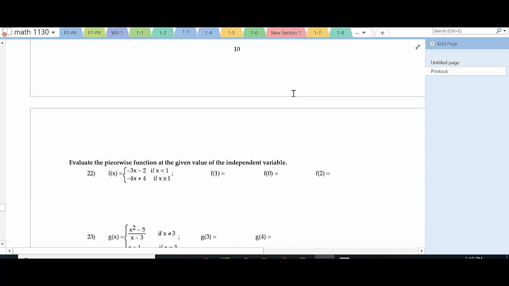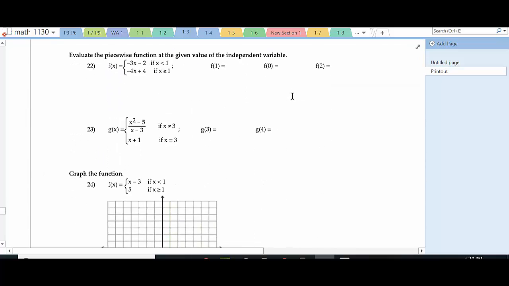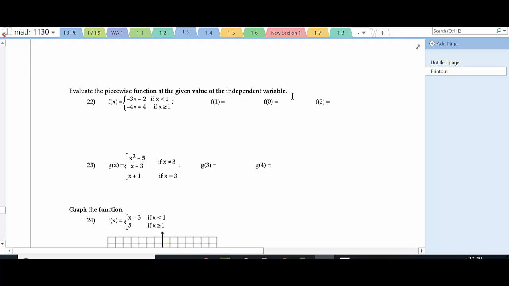So what I want to do on the next page, you need to write down 22 and 23, and let's focus just on what a piecewise function looks like and how we evaluate this. Now this is an arithmetic problem on 22.